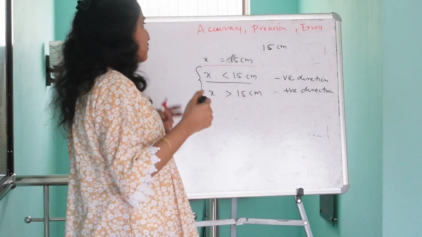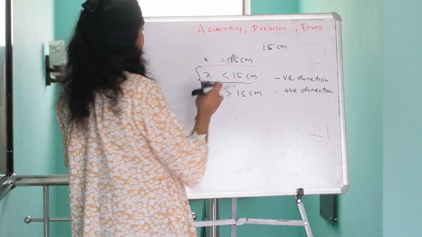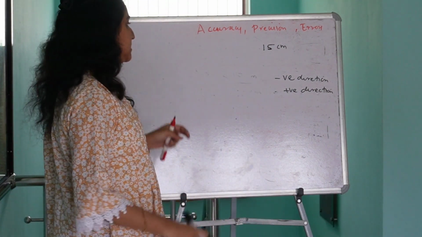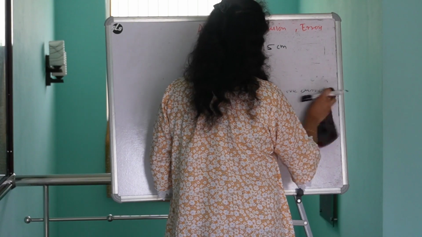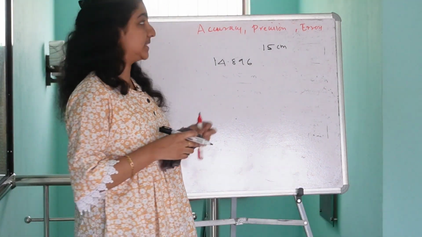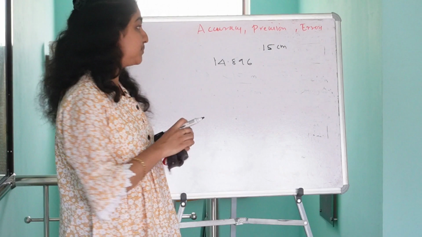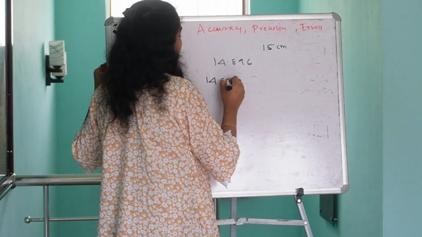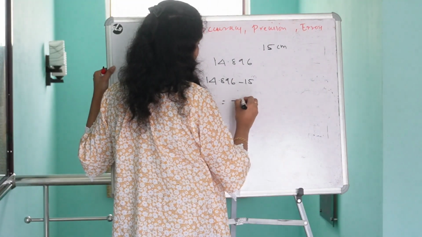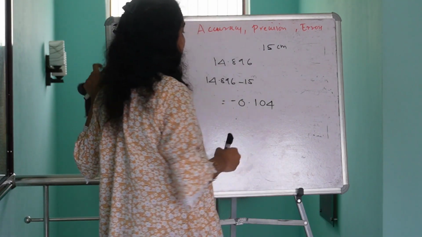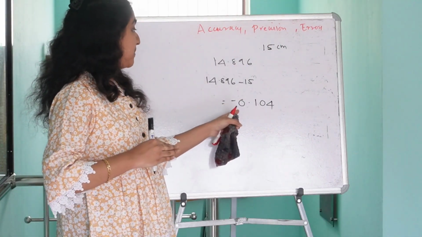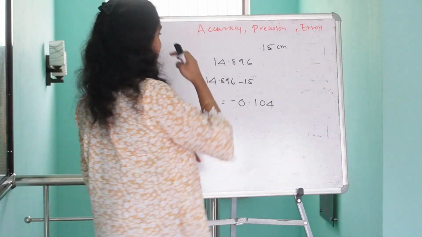Is it clear? Yes. So how do we find the error in a measurement? I'll give you some exact values. For 15 centimeter, when I measured the length of this marker using an instrument, I got the measurement as 14.896, and I wanted to find the error in this particular measurement. So how do I find it? 14.896 minus 15, so I will get minus 0.104. So the error in this particular measurement is minus 0.104.